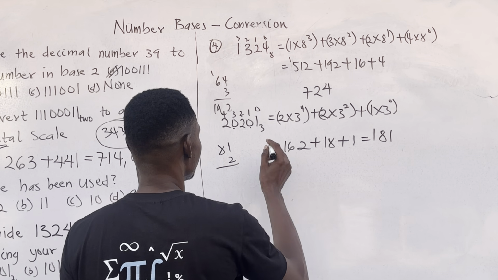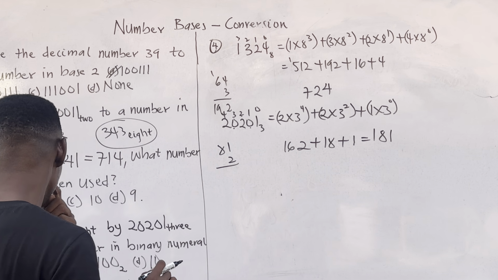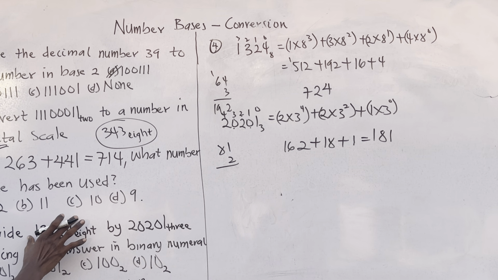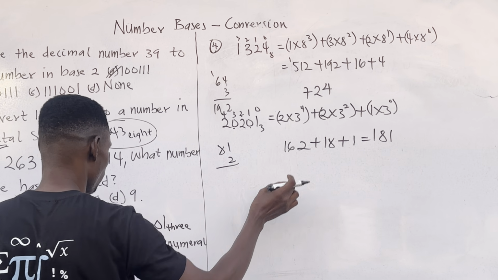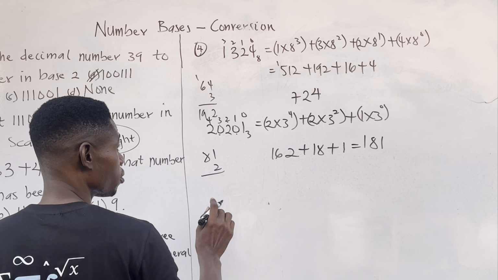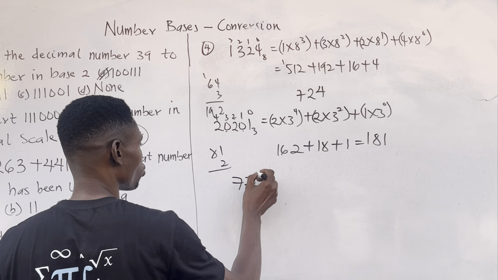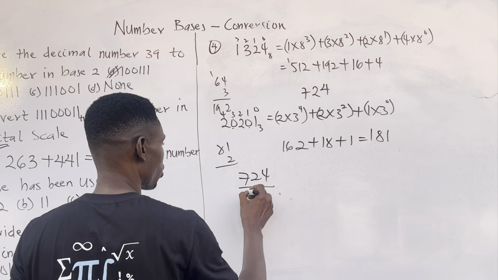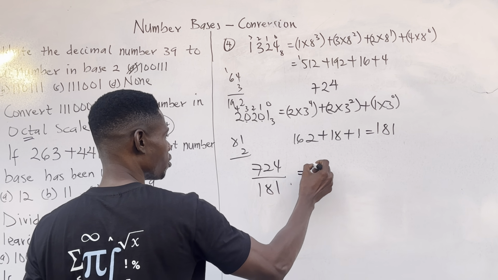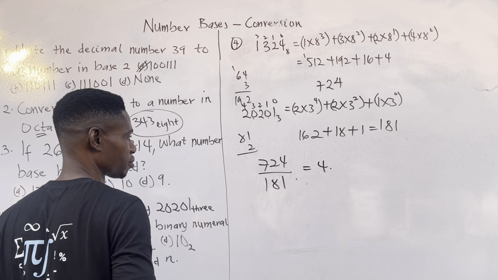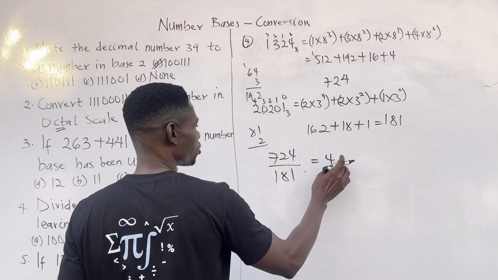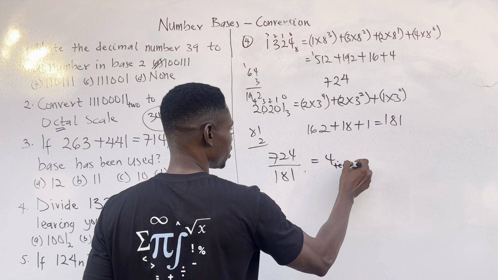So what we'll do next is, since we're supposed to divide, the question says divide this value by this. So now this has given us 724 and this has given us 181. So if we divide both, we're going to have 724 over 181. And that will give us 4. You can press it on your calculator. It will give you 4. Now, this 4 is in base 10.